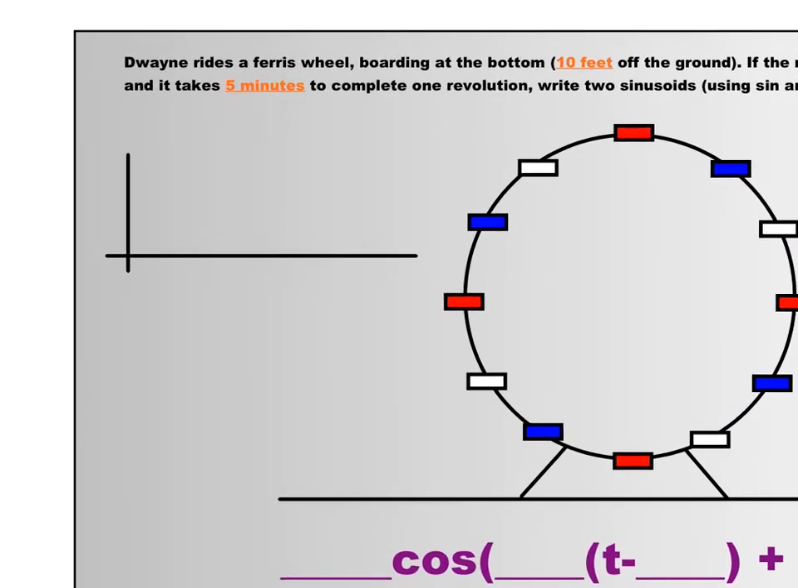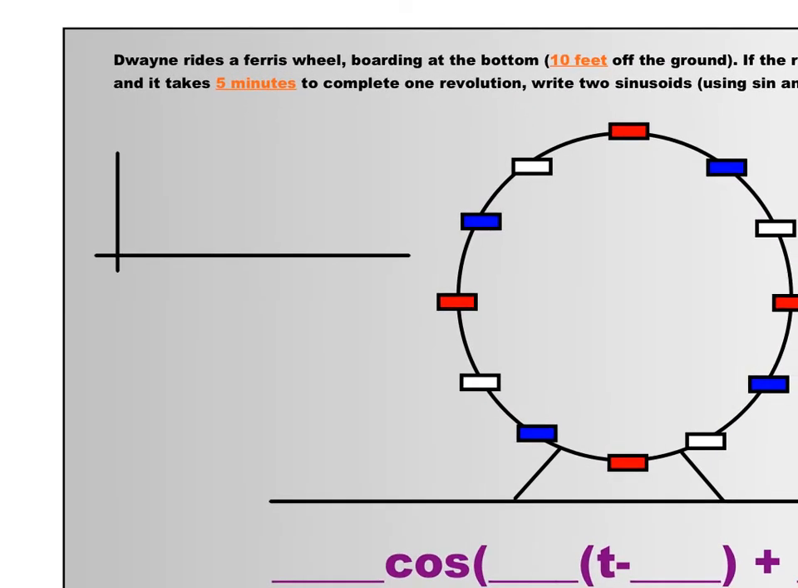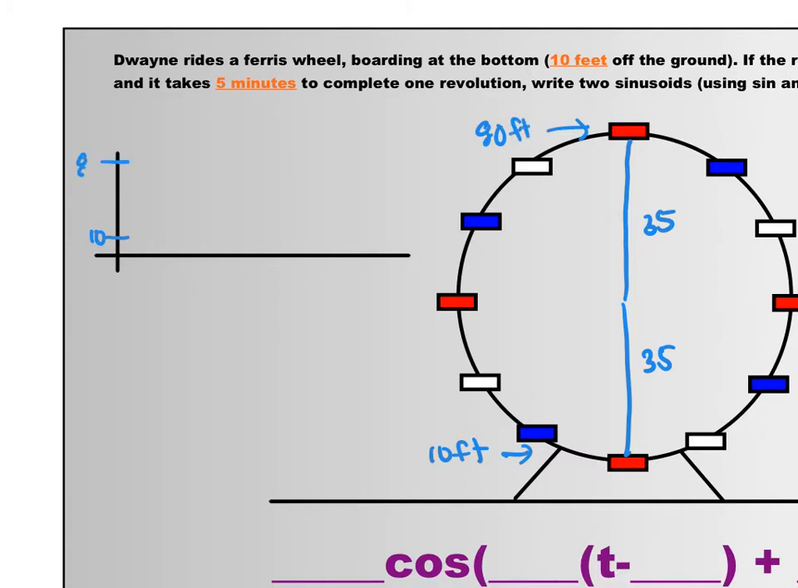Okay, so let's graph it first to get an idea of what this looks like. So it looks like the bottom of the Ferris wheel is at 10 feet. And that's the minimum, and then we need to find the max. Well, if the radius of this was 35, that means this radius is also 35. So if this is at 10 feet, 35 plus 35 is 70, so that means that the top is at 80 feet. So mark this as 80.